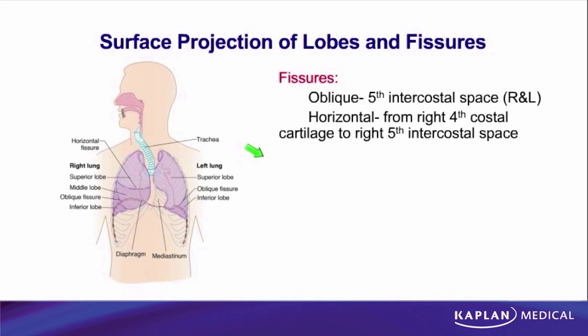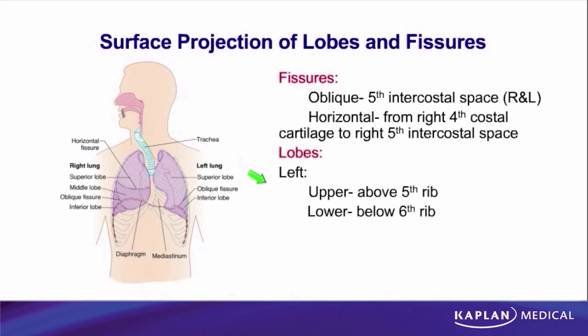So that tells us where the fissures are on a patient. And since the lobes are defined by the fissures, we automatically know where the lobes are. So for the left lung, where we only have an upper and lower lobe separated by the oblique fissure, since the oblique fissure is the fifth intercostal space, the left upper lobe is above the fifth rib, the left lower lobe is below the sixth rib. Okay? That's pretty easy.